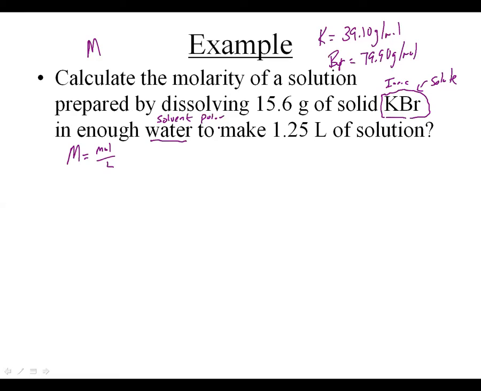So we do have the volume of solution given to us, but we are missing the moles part. Our solute is given to us in grams, so we need to convert those grams of KBr into moles. In order to do that, we will need the molar mass of KBr, which you can get from the periodic table. We just need to add them together, one of each, and it looks like we end up with 119 grams per mole as our molar mass.